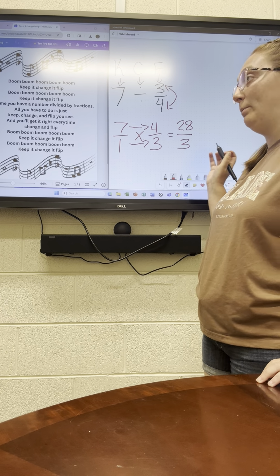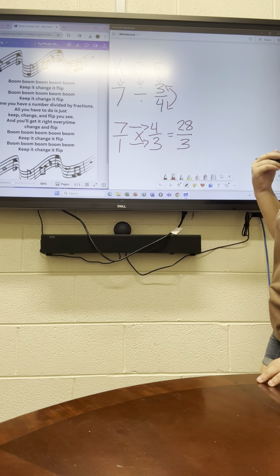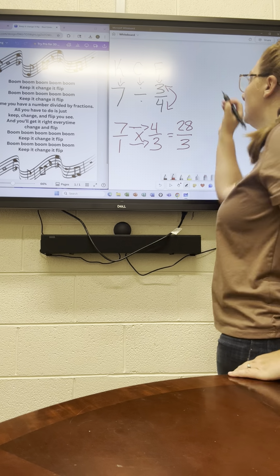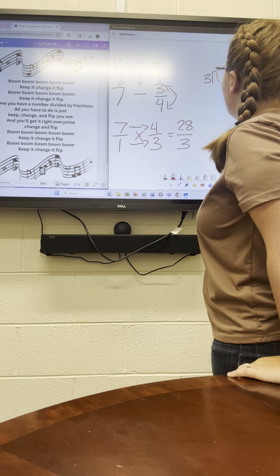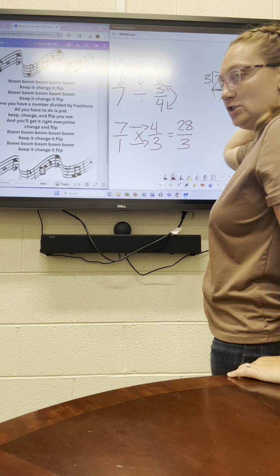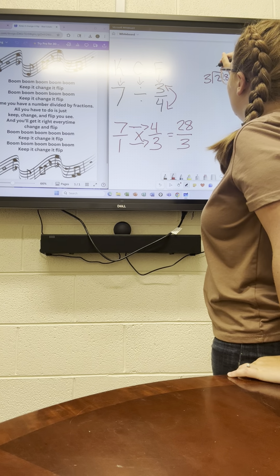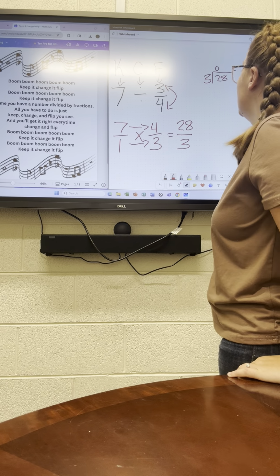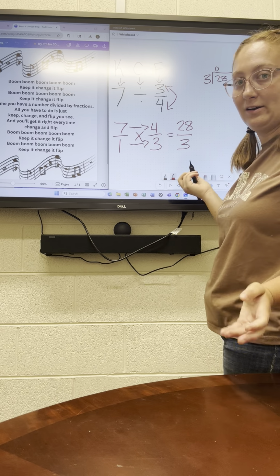Do we need some help? Okay, if we don't remember off the top of our heads how many times 3 goes into 28, make a little corner up here and do your division. So I have 3 cannot go into 2, but 3 can go into 28. So now we're back at our same problem.